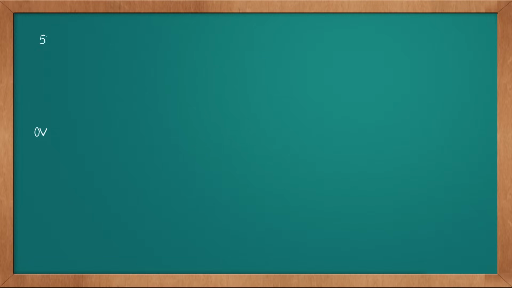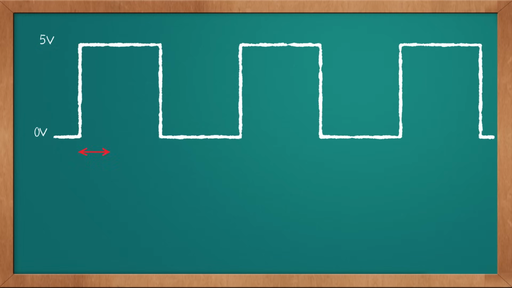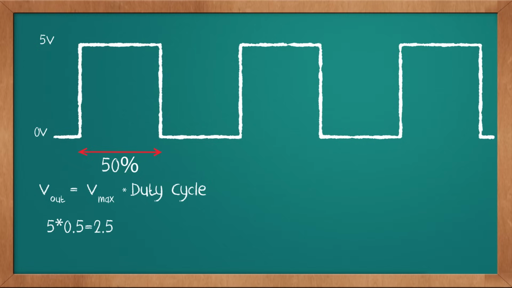Let's imagine a PWM signal that oscillates between 0 and 5 volts. Let's say this signal has a duty cycle of 50%. Something interesting will happen to the output voltage. Instead of being 5 volts as expected, it will now be 2.5 volts. Simply putting it, this is because in a PWM signal you multiply the max voltage by the duty cycle. This is the formula. By applying this to our situation, you will see we will reach 2.5 volts.